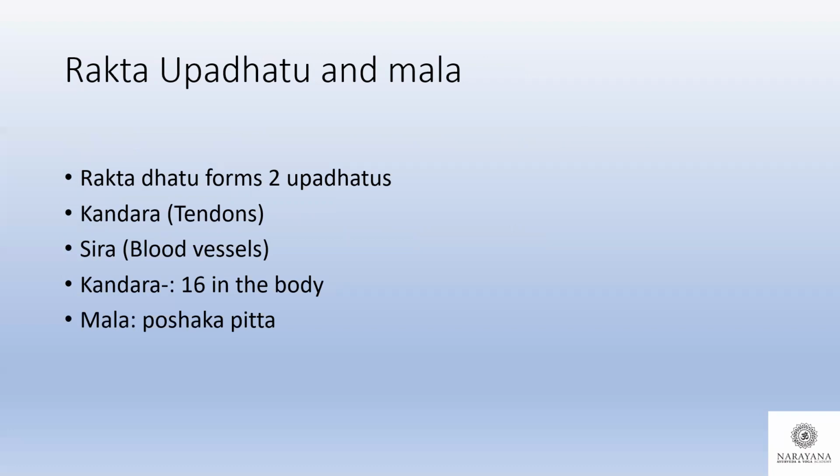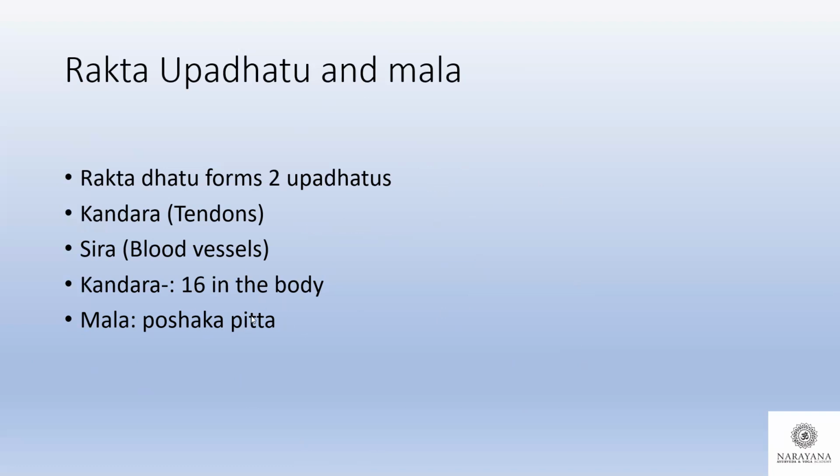There are sometimes dhatus that have something called upadhatus or accessory tissues. Okay, the Rakta Dhatu itself is a tissue. It has two upadhatus, or accessory tissues, or additional tissues. And most dhatus will also have a mala. Mala means waste. Okay, because like any system that is working will generate some waste. So that's like a byproduct. So you can look at it like that.